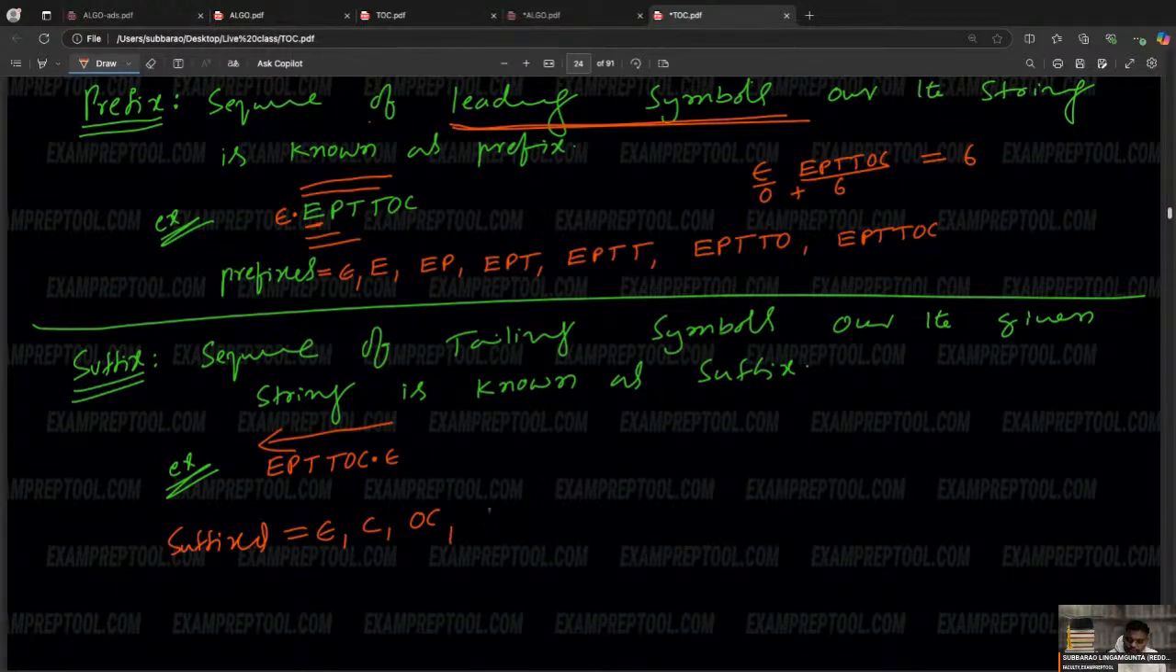You can write TOC. Remember, the right hand side symbol should be there. When you want to write some suffix, the right hand side symbol should be there. By ignoring the right side, you cannot write. If you write that, that is not a suffix.